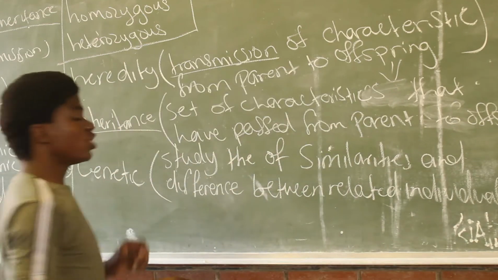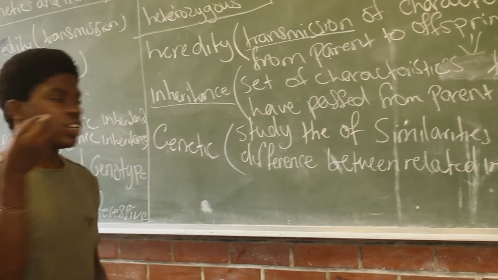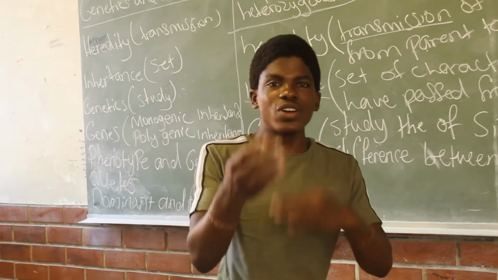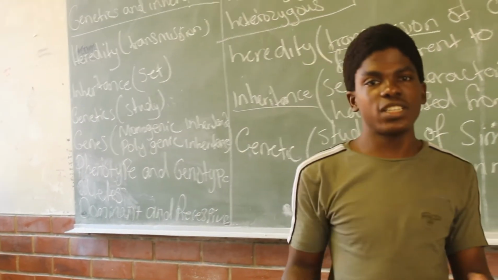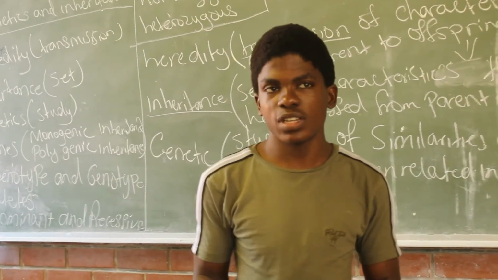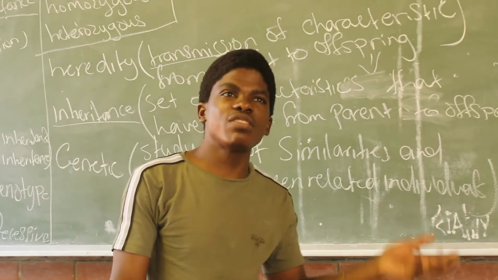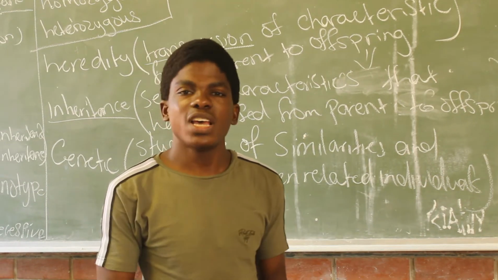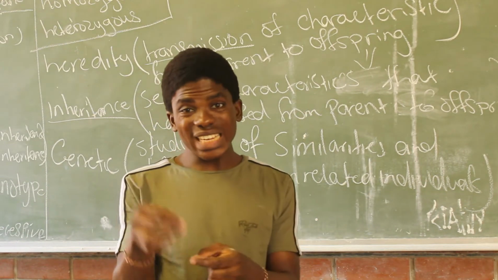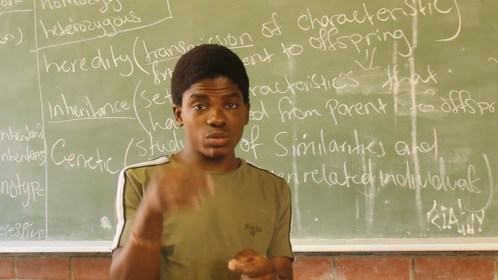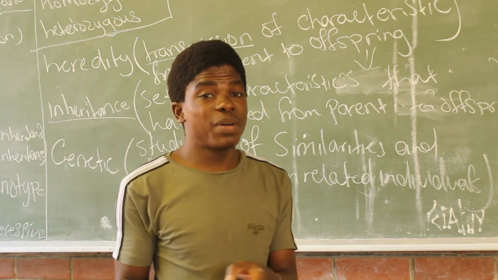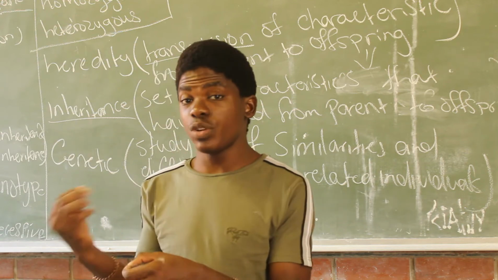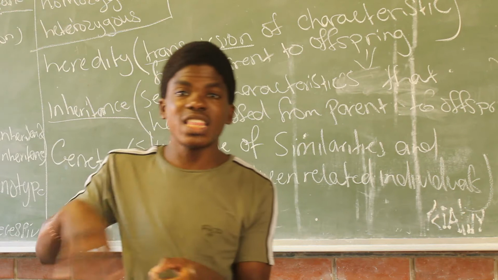So that is genetics. When we are talking about genetics, we are looking at the things that are more or less the same or different between related individuals. And then you ask yourself, how is it that they say humans evolved from apes? It's because we have certain similarities. Yes, we are different phenotypically, but when we go down into our genes, there are some similarities that we share. So we are studying that in genetics.